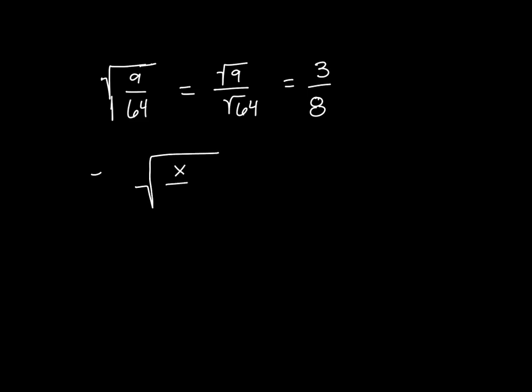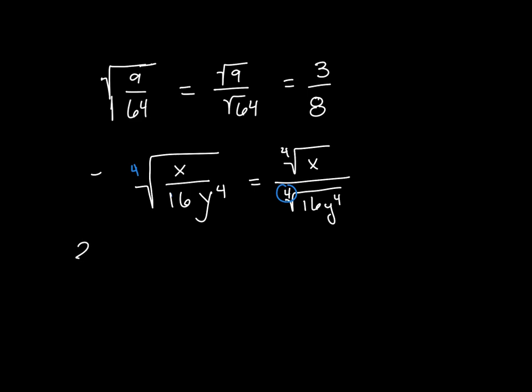That's the fourth root of 16 of x over y to the fourth power. So when I go through and break this up, that fourth root of x stays in the numerator. And then this is the fourth root of 16y to the fourth. But we have to be careful, that's 4. So we start with 2 to the fourth power, and that is 16. So when you take the fourth root of 16, that is just equal to whatever that base is.